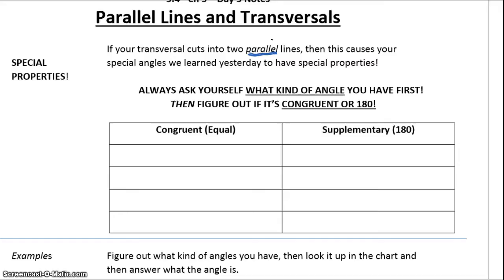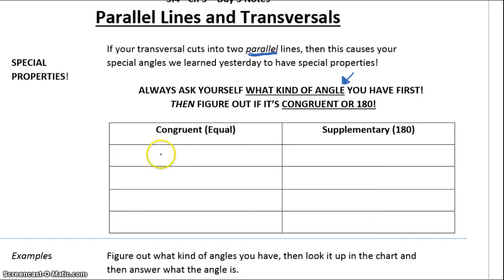So remember to ask yourself, what kind of angle do I have? And then figure out if it's congruent or 180. So you have to master this first, okay? You have to be able to figure out what kind of angle you have. Then you have to figure out if it's congruent or 180 degrees. So let's talk about this. We're going to fill out this chart. Know this chart inside and out. You've got to know these by heart.